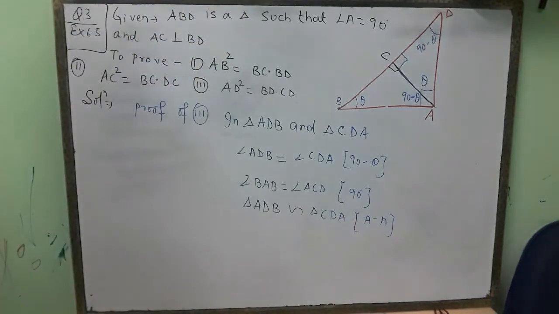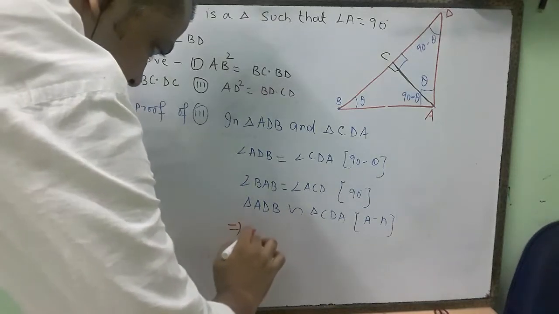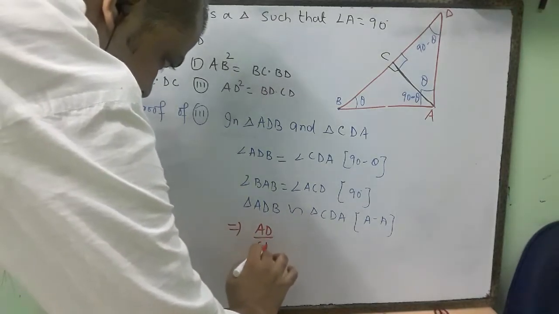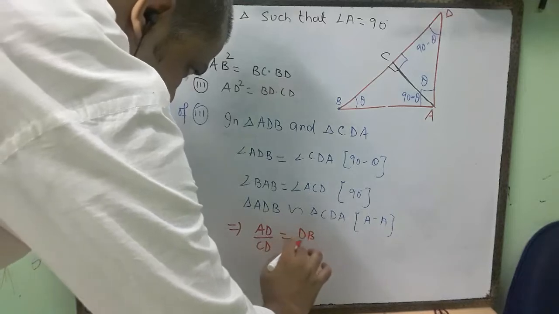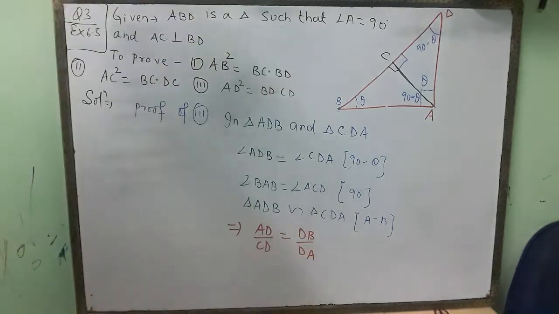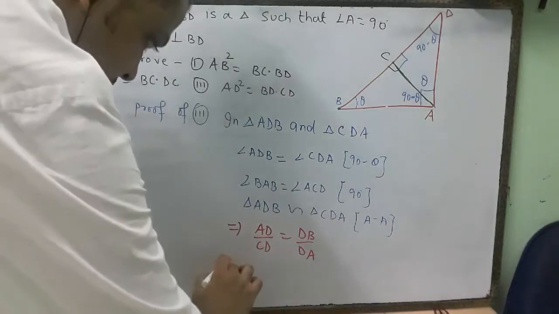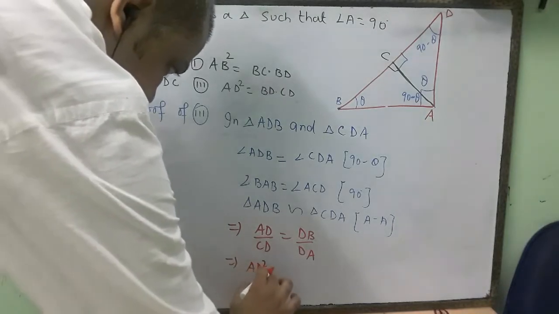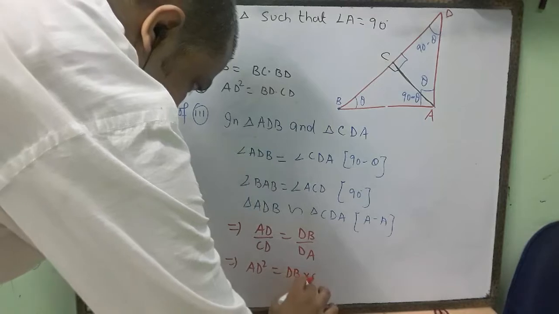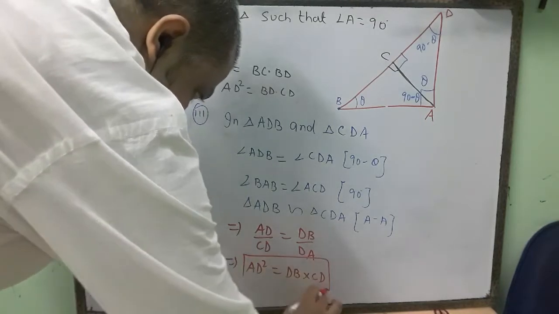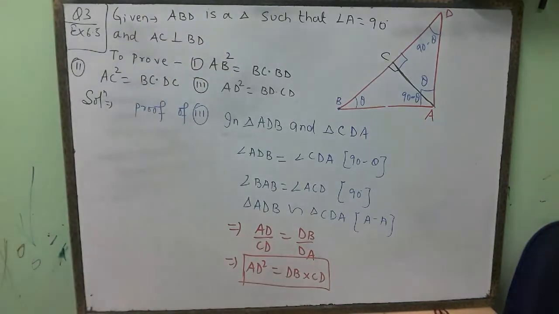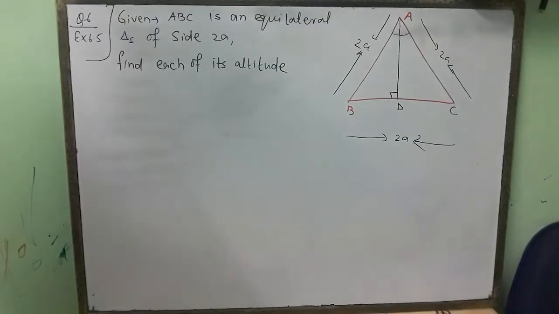Now this time we have to make the corresponding sides equal. It will be AD divided by CD is equal to DB divided by DA. After doing cross multiplication I will get AD square is equal to DB into CD. This will be the proof of third. So this is the solution of question number 3. Question number 4 and 5 are very easy, that's why I am not going to solve them here.